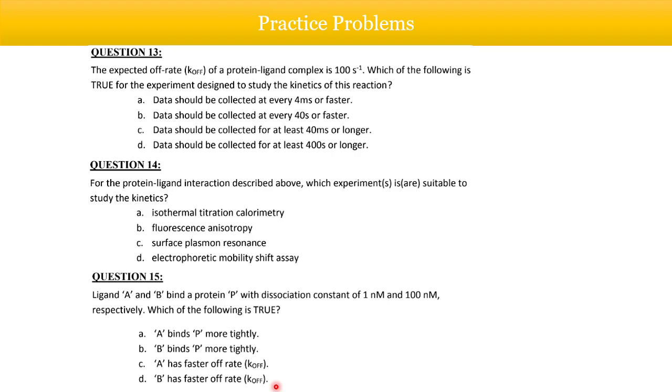Okay. The expected off rate of a protein ligand complex is 100 second inverse. Which of the following is true for the experiment designed to study the kinetics of this reaction? Data should be collected at every 4 milliseconds or faster. Data should be collected at every 40 seconds or faster. Data should be collected for at least 40 milliseconds or longer, or data should be collected for at least 400 seconds or longer. So the k off rate is 100 second inverse.